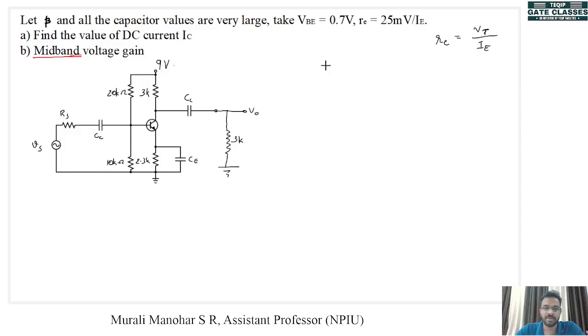For that we can convert this into its corresponding DC equivalent circuit. Let me write it here, DC equivalent. For that, capacitors are open circuited and the source is removed. Now these resistances 20k and 10k are combined into their Thevenin's equivalent. So I am going to draw that circuit because we have already done this type of problem.